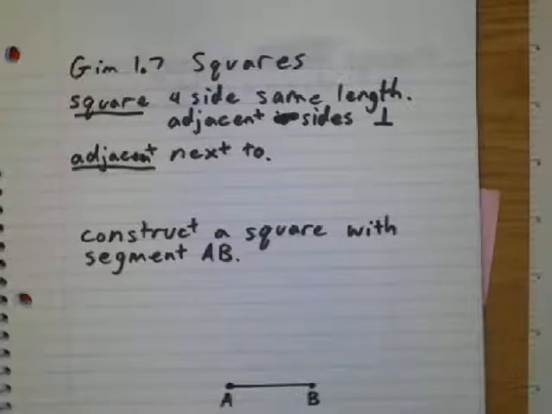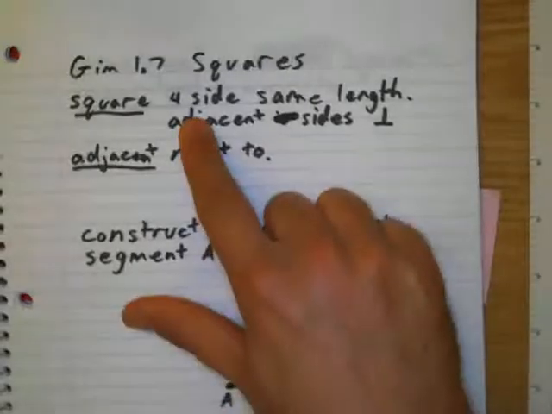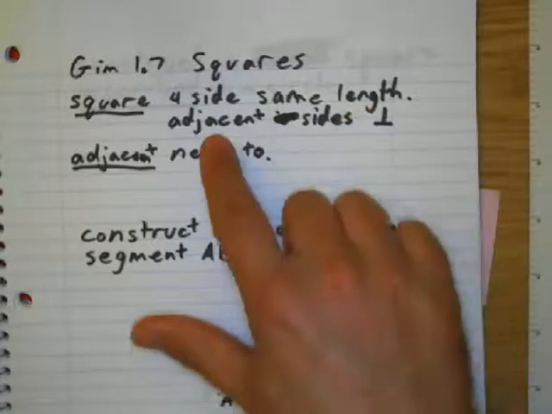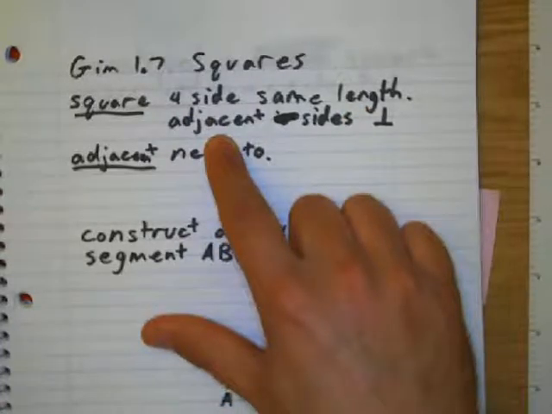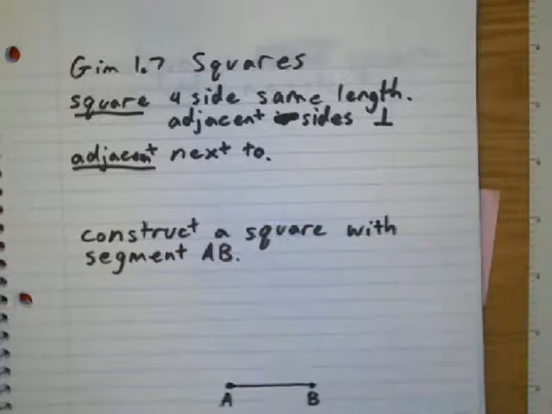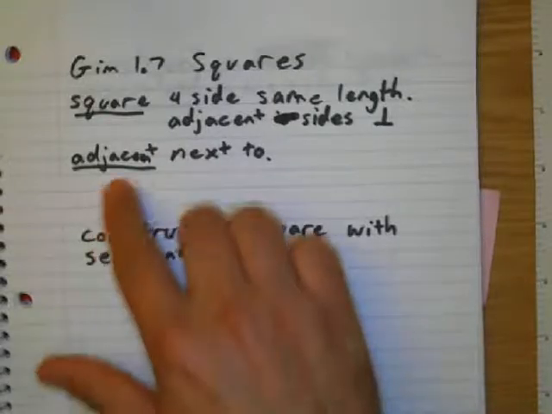Okay, today we're going to talk about squares. So the first definition you need: a square has four sides the same length, and each side adjacent to each other is perpendicular. Adjacent means next to. For example, San Bruno is next to San Mateo, right? So you would say San Bruno is adjacent to San Mateo.